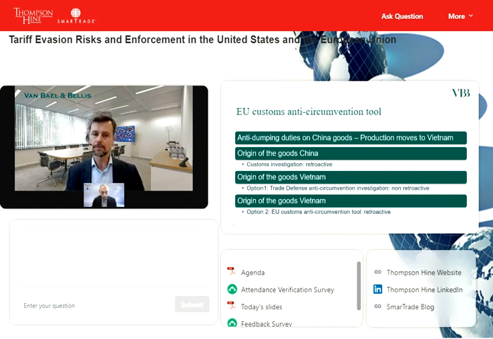But because of this customs anti-circumvention tool, because you moved to avoid the trade defense measure, I'm going to deny the origin Vietnam. And if most of the components have origin China, you will have to pay the anti-dumping duties. So I cannot stress sufficiently that this is a very powerful provision, which unfortunately is being used more and more often.